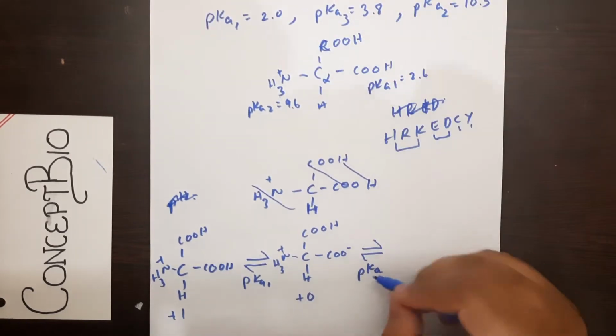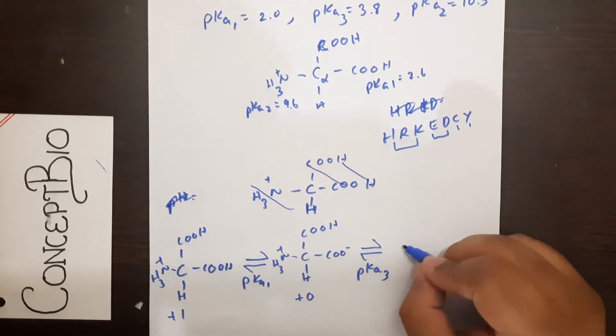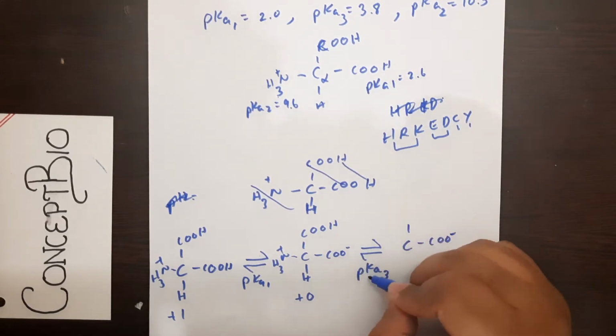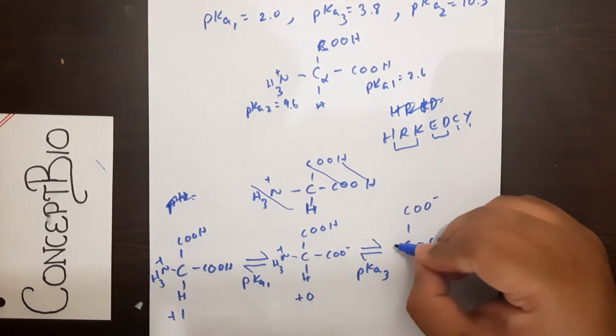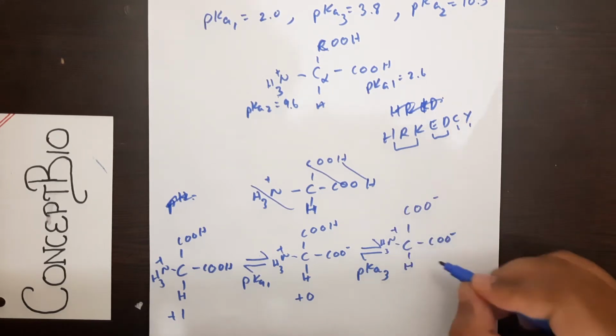See, now next will be pKa3. Alright, because it is the next highest one. If we go there, it will be COO minus. pKa3 always corresponds to your functional group, COO minus, NH3 plus and H.